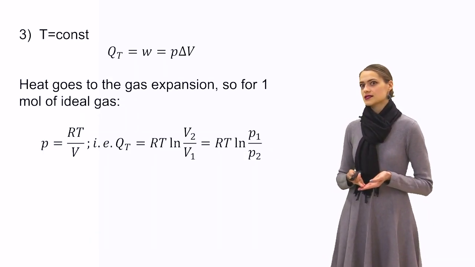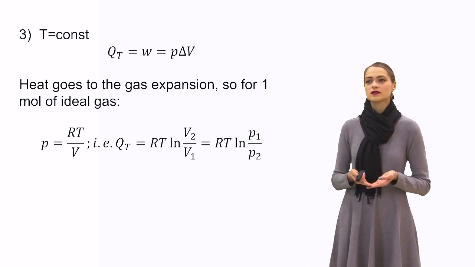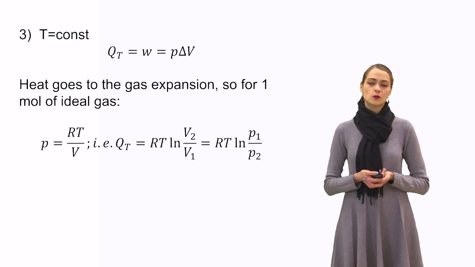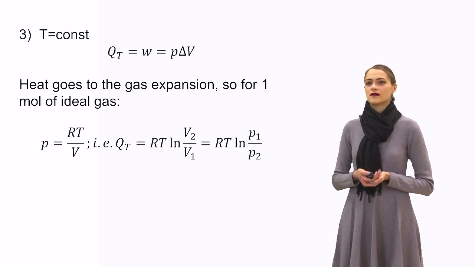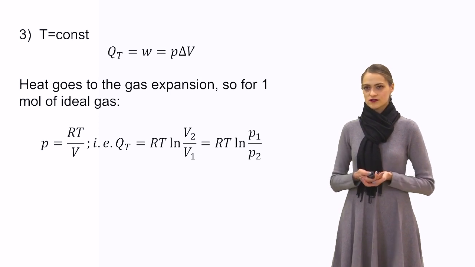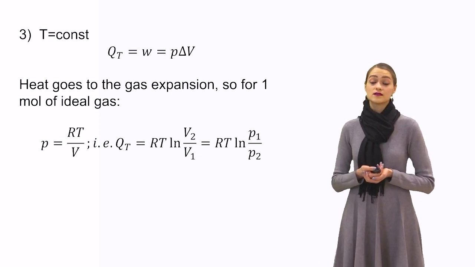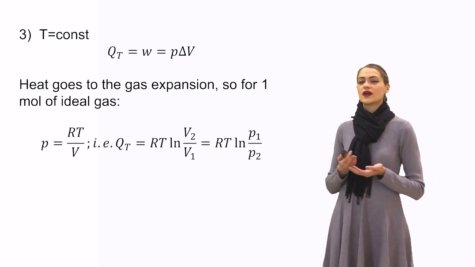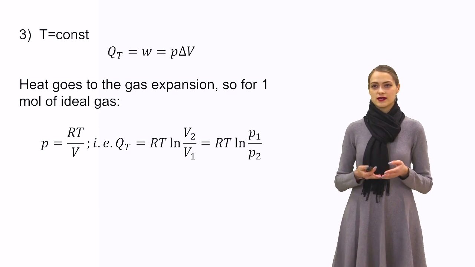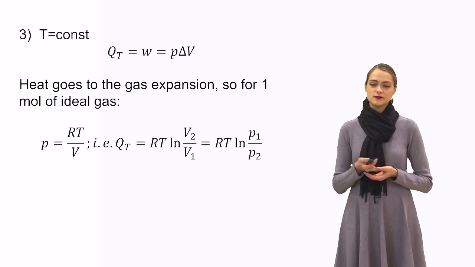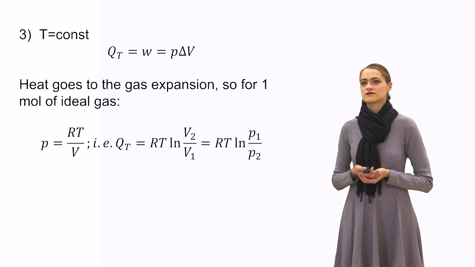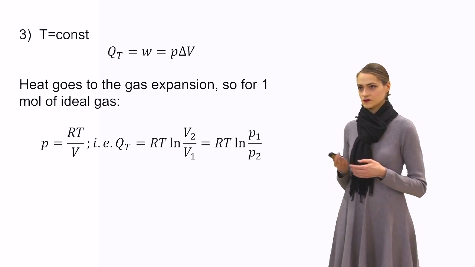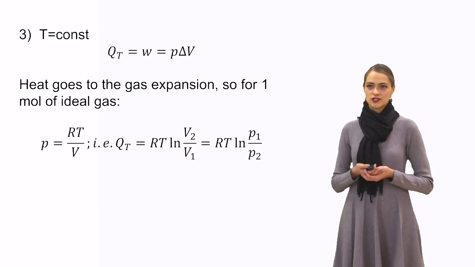And we said that we have isothermal processes, so in this process the temperature is constant, and in this situation all heat goes just to the gas expansion. So for 1 mole of ideal gas, what do we have? Qt, the heat effect of this reaction, equals just the work, so equal to the product between pressure and change of volume.